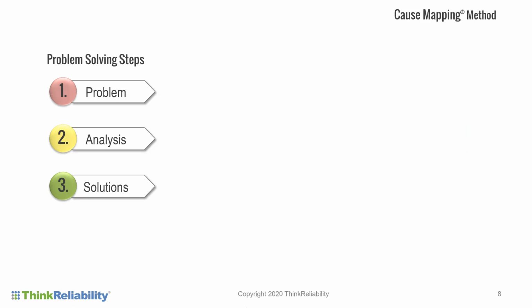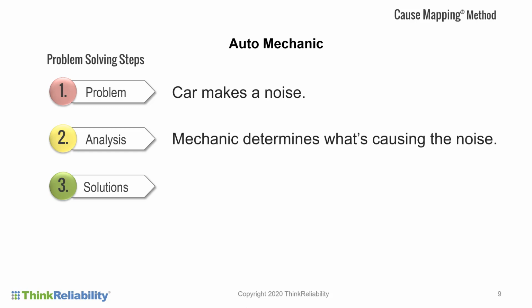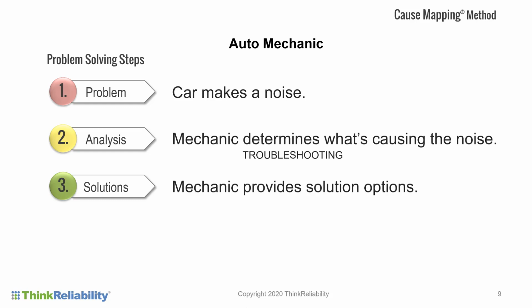So here's really what the steps of problem solving look like to us. In our cause mapping method, this is what we've seen in a variety of organizations. If you have a problem with your car and you take it to an auto mechanic, say your car is making a noise, that's a problem. When you take it to the auto mechanic, he determines what's causing the noise, which is the analysis step. That's what the mechanic would call troubleshoot. They're just going to troubleshoot the car and figure it out.